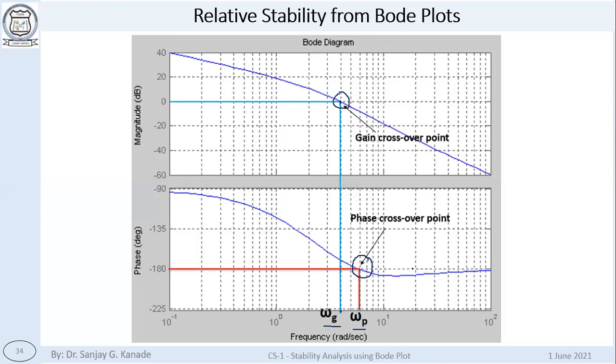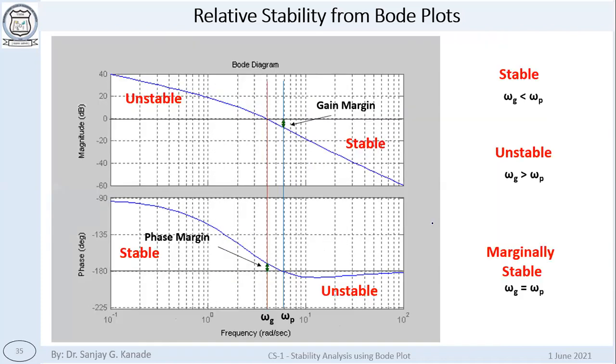Now in this case omega G is less than omega P. So what is the status of the stability? Is it stable or unstable? This is a stable system. You can take a snapshot of this slide and keep it, because this is going to be very important for you to remember the concept of relative stability from Bode plots forever.